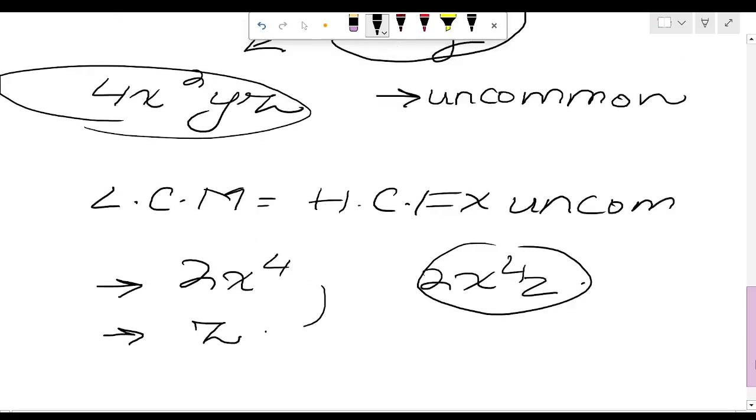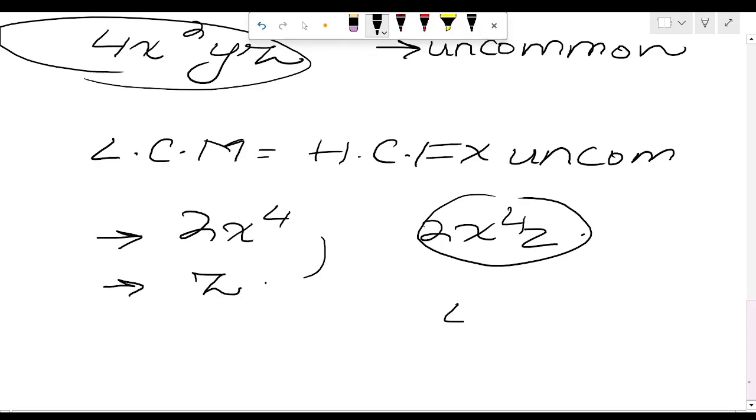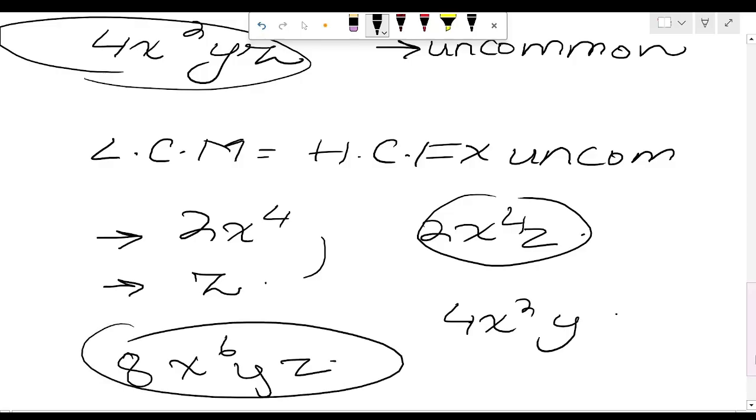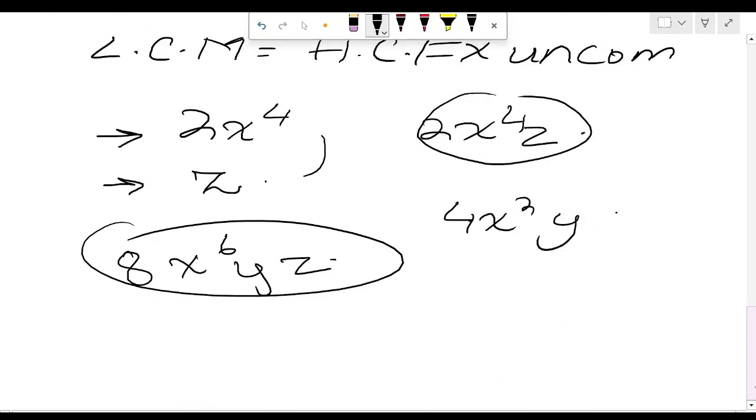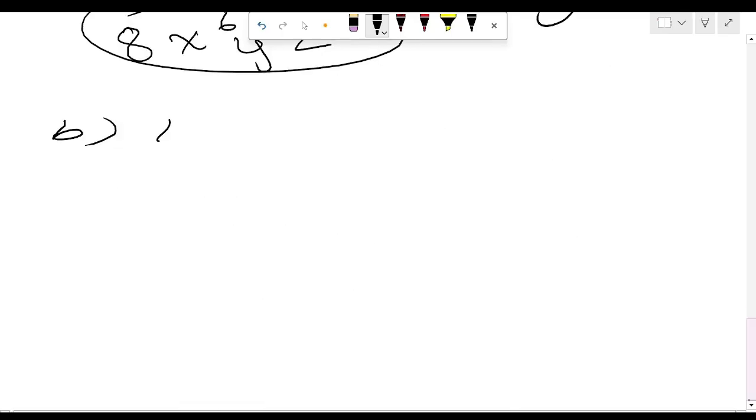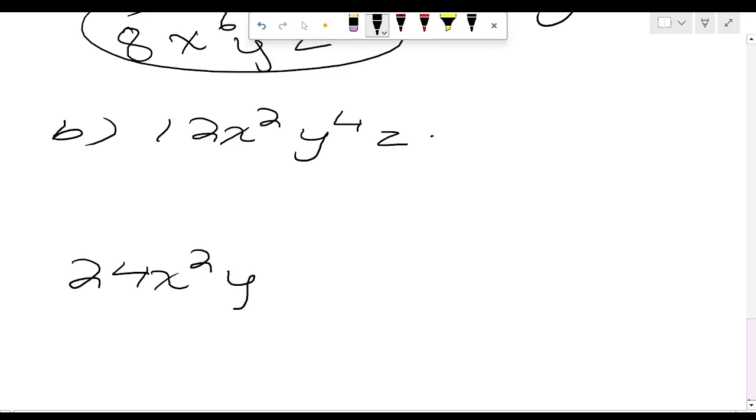We need to multiply this with 4x squared y. So 4 2s are 8. x power 4 with x power 2 will result in x power 6, and then we have y and z. So this is our answer for question number 2, part number 1. Now for part 2, we have 12x power 2 y power 4 z, and then we have the monomial 24x squared yz.